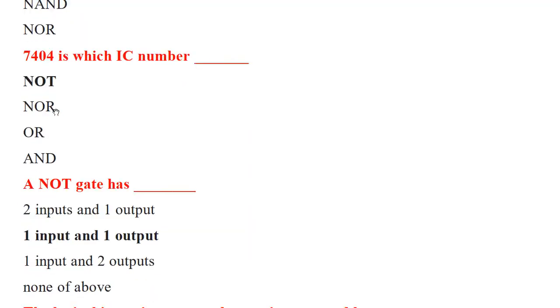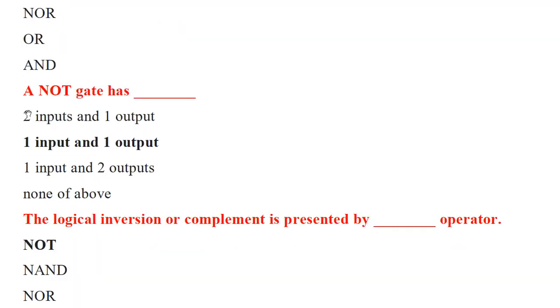7404 is which IC number? Of course 7404 is the NOT gate IC number. For an OR gate it is 7432, for an AND gate it is 7408, and for a NOR gate it is 7418. A NOT gate has one input and one output. Yes, the NOT gate is an exception. It has one input and one output, whereas all other logic gates have minimum 2 inputs and one output only.